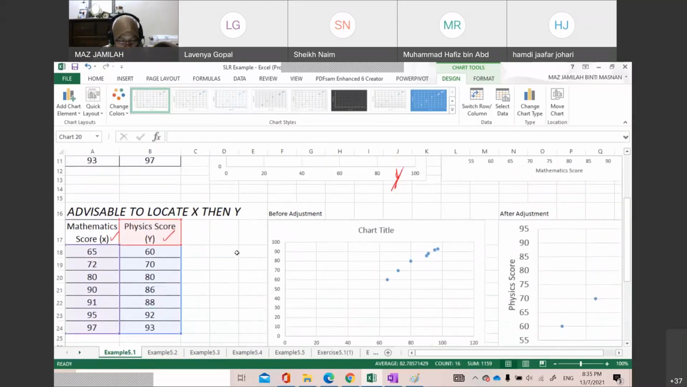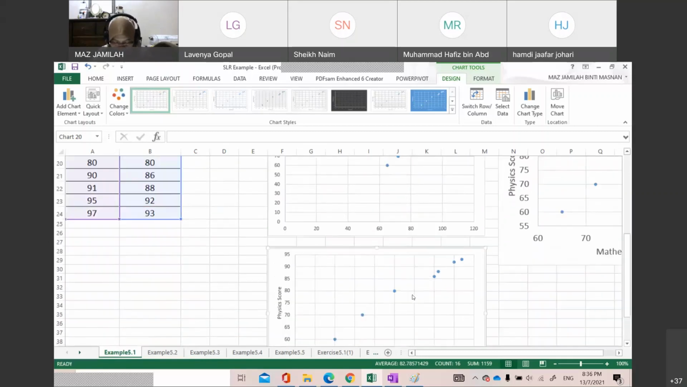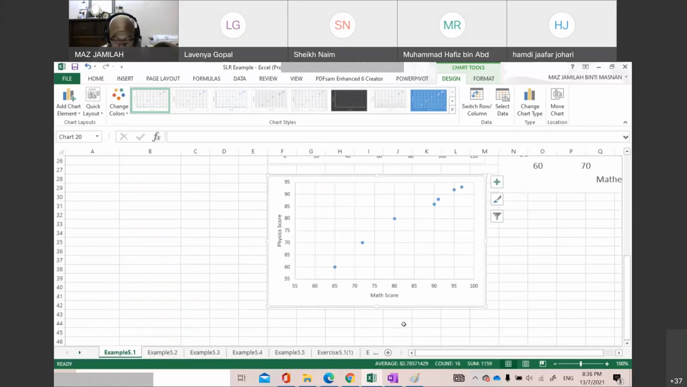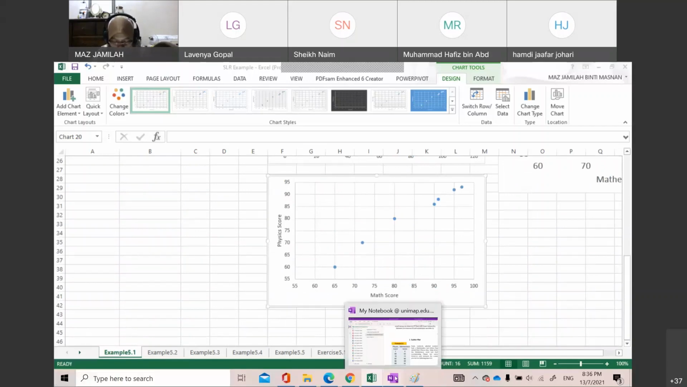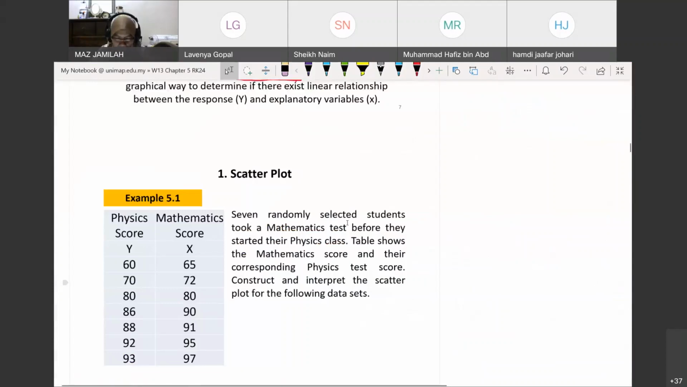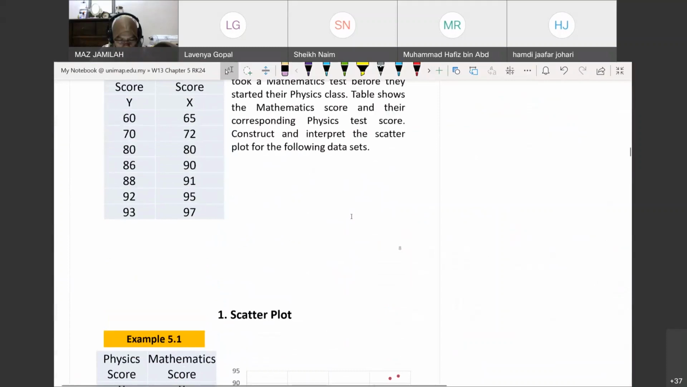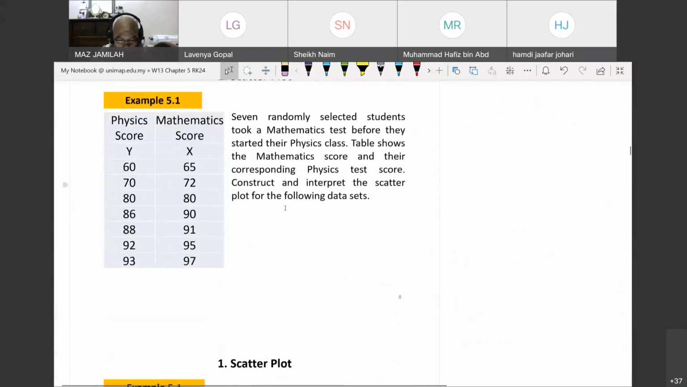Do you have any questions, class, for your scatter plot? So done for scatter plot. So let's move to our second example. Can you see my note, class? Okay, now I haven't finished interpreting the plot just now.